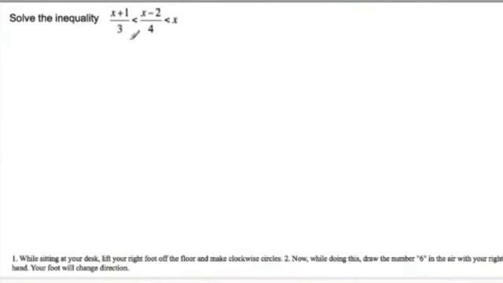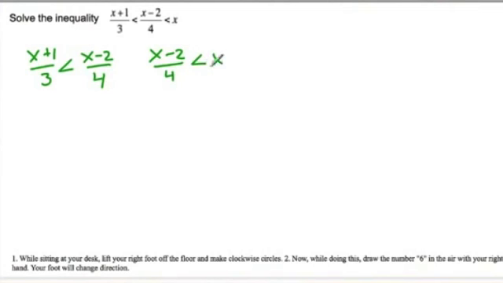Let's take a look at one last example because it's going to be a little different than the last. Solve the inequality x plus 1 over 3 is less than x minus 2 over 4 is less than x. So the first thing we're going to do is set up two separate inequalities. So x plus 1 over 3 is less than x minus 2 over 4, and x minus 2 over 4 is less than x.